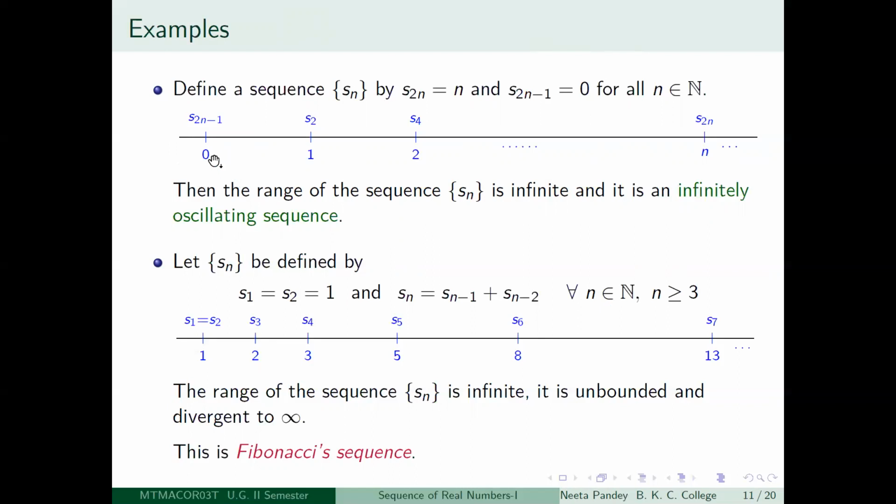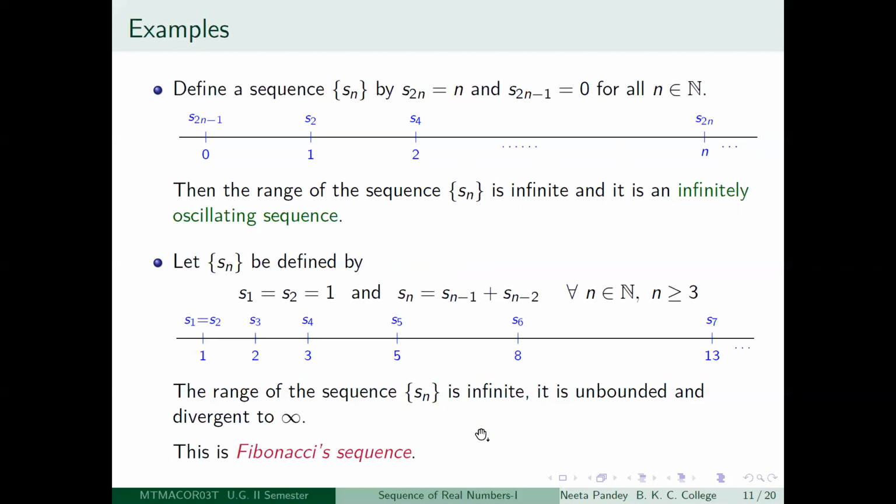So this sequence is also not going to diverge to infinity, even though the values of the terms of the sequence keep increasing. But since there is this reversal back to 0 at every odd place, it does not diverge to infinity, and in fact it is an oscillating sequence. The way I was showing you, see that it is oscillating. It goes from 0 to 1, back to 0, then 2, then back to 0, and so on. So it is oscillating. The range of the sequence is infinite, so it is an infinitely oscillating sequence.